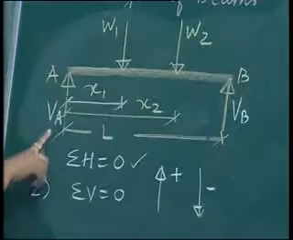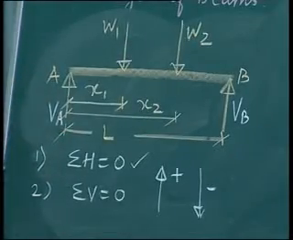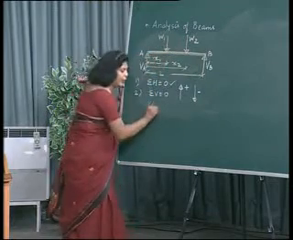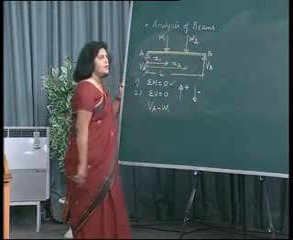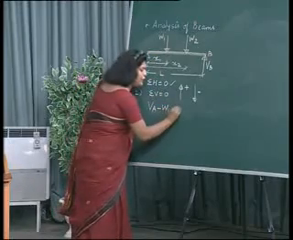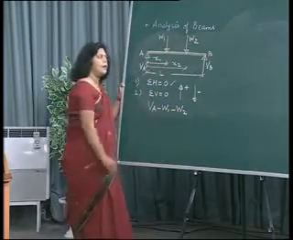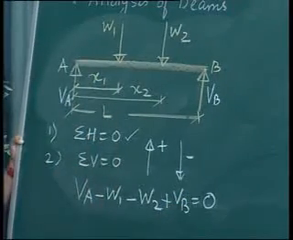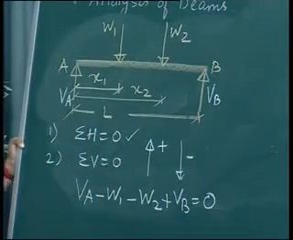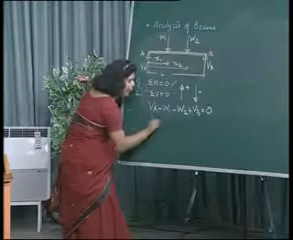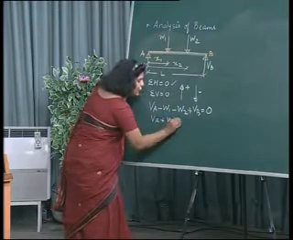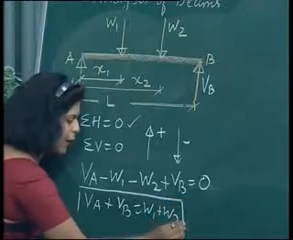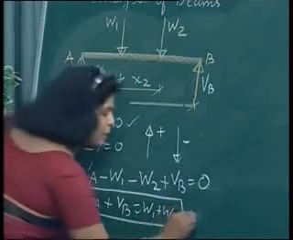To start with, first is VA. VA is acting in the vertical upward direction, so VA will be taken as positive. Then W1 is acting in the downward direction, so we take it as negative. Similarly, W2 is acting downward, so negative, and VB in the upward direction is positive. As the system is in equilibrium, the net force should be equal to 0. So we get the equation VA plus VB equal to W1 plus W2. This is our equation number 1.